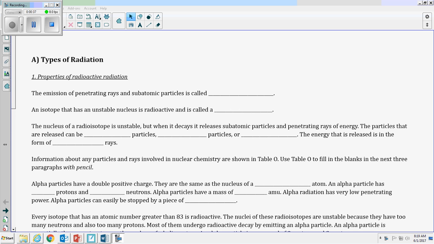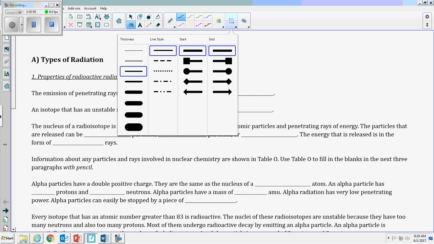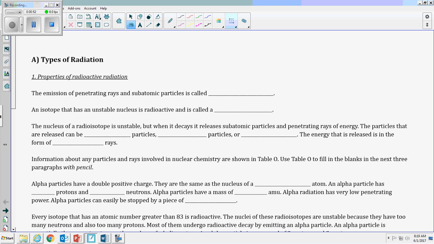The main process that is happening here is called radioactivity, which is the emission of penetrating rays and subatomic particles from atoms. And any isotope that is radioactive and therefore unstable is just called a radioisotope.